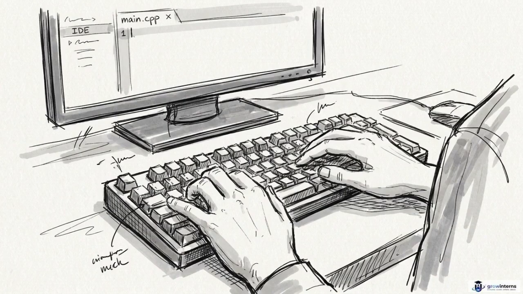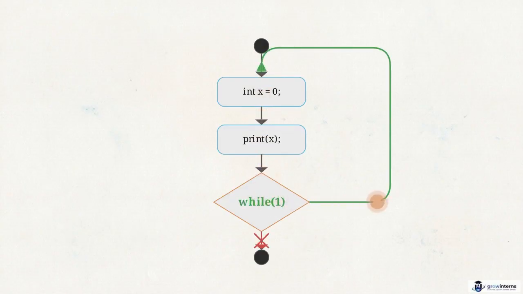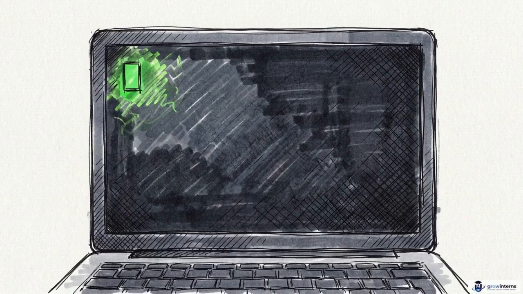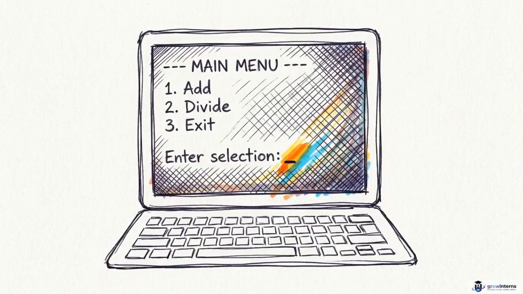To follow along, open your IDE and create a new C or C++ file. When a program can evaluate its own environment and loop back to its origin, the execution becomes dynamic rather than static. We'll start by creating a continuous loop using the syntax while one or while true. This tells the computer to keep executing whatever is inside the brackets forever. Inside this loop, we'll print our menu options. Type 1 to add, 2 to divide, and 3 to exit.